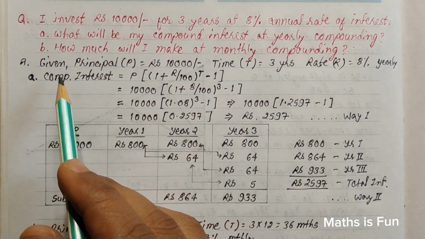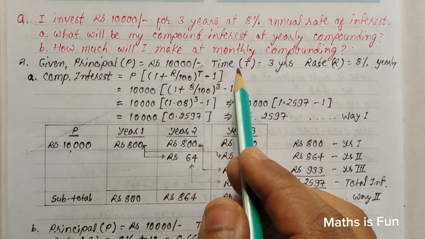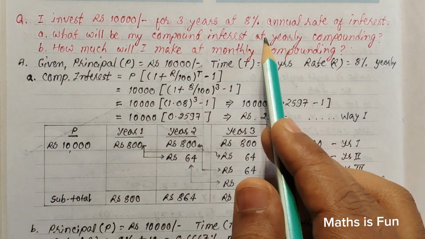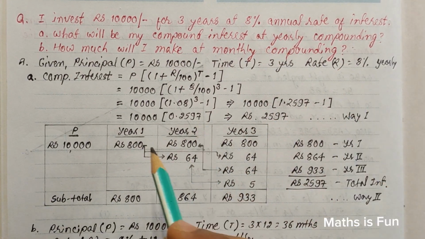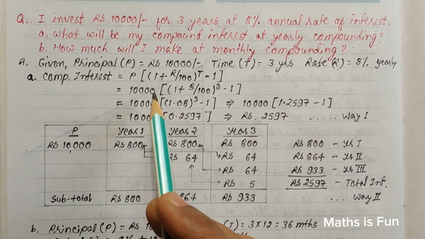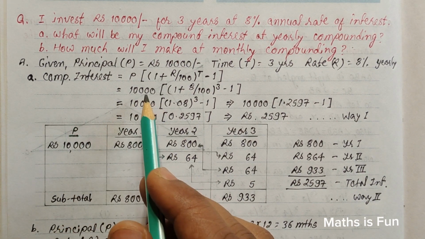Answer. So what are we given? We are given principal P, rupees 10,000. We are given time, that is 3 years, and we are given rate R, that is 8% yearly. Now there are two ways to solve this, one by using formula, another by using table. So first we will use the formula method.